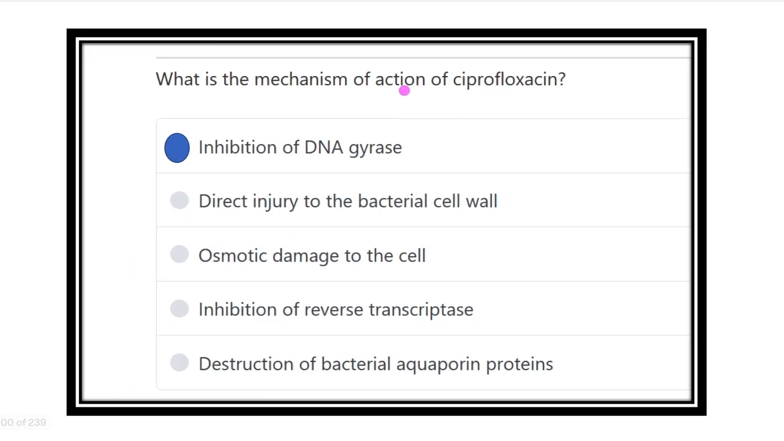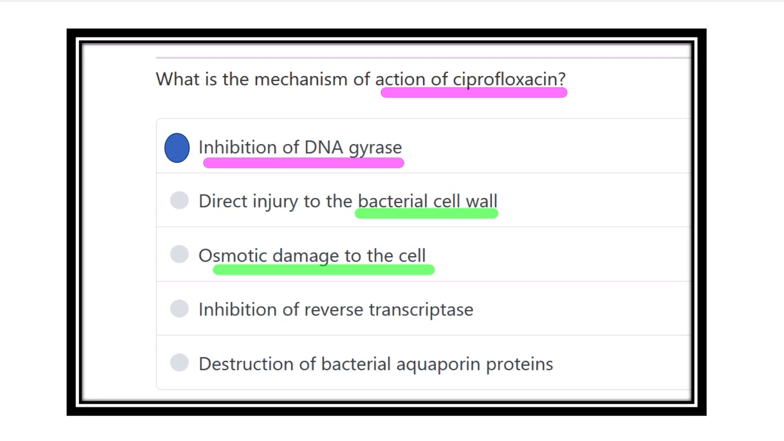So what is the mechanism of action of ciprofloxacin? As it is a direct question, the direct answer is the inhibition of the DNA gyrase. Among the other options, direct injury to the bacterial cell wall is caused by the penicillin and cephalosporin group. Osmotic damage of the cell and inhibition of reverse transcriptase also have some important drugs, and some drugs also act on the destruction of bacterial aquaporin protein. So our answer is the inhibition of the DNA gyrase. It is done by ciprofloxacin.